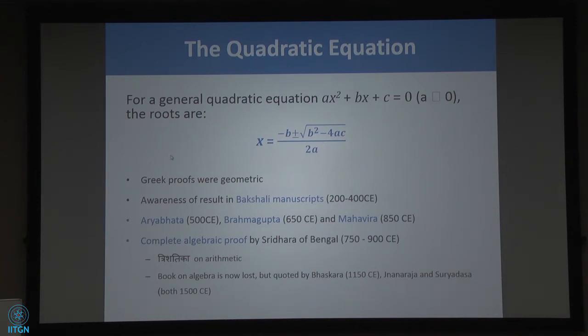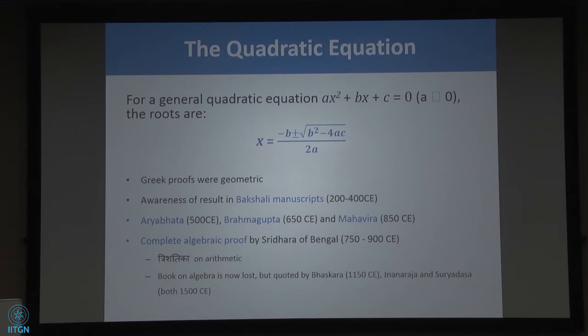So here, there is an awareness of this in many different civilizations. The Greeks knew of it certainly, but their proofs were more geometric, which involved the construction of squares and circles and so on. But we do see an awareness of this result in the Bakshali manuscripts as well. And excuse me for those dates. I just went with the most recent redating, and I put that. I didn't take the mean or anything.